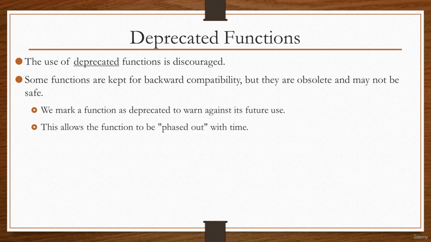In the next subsection, we'll come across deprecated functions. Now the use of deprecated functions is discouraged. Some more detail on what a deprecated function is. Some functions are kept for backwards compatibility, but they are obsolete and may not be safe. So we mark those older obsolete functions as deprecated to warn against its future use. And this allows the function to be phased out with time. In other words, the usage of that function will gradually stop.